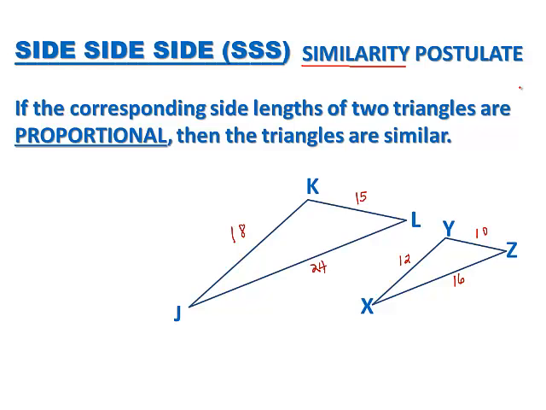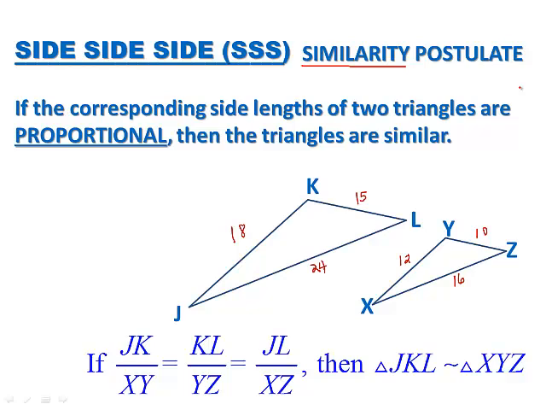So we say if the corresponding side lengths of two triangles are proportional, then the triangles are going to be similar. So corresponding side lengths. So if we take JK divided by XY, that's the corresponding side length. KL divided by YZ, that's a corresponding side length, and JL divided by XZ. This is your statement of proportionality here, and this is your statement of similarity. Again, remember your statement of similarity, you have to make sure you have the proper orientation.